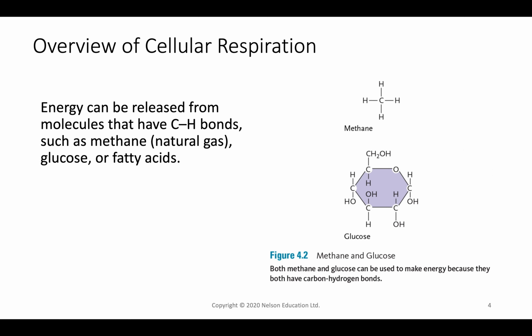Now, when energy is released from bonds that are in the surrounding area, it is captured in the form of ATP. So we start off with ADP and free phosphate, and then the energy is utilized to drive that reaction. Energy can be released from any molecule that has a carbon-hydrogen bond, such as methane, right? Or glucose, or fatty acids. So anything that you eat that has carbon in it, bound to hydrogen somewhere, we can utilize the breakage of that bond to drive a cellular reaction, and we will store that energy in the form of ATP until we need it.